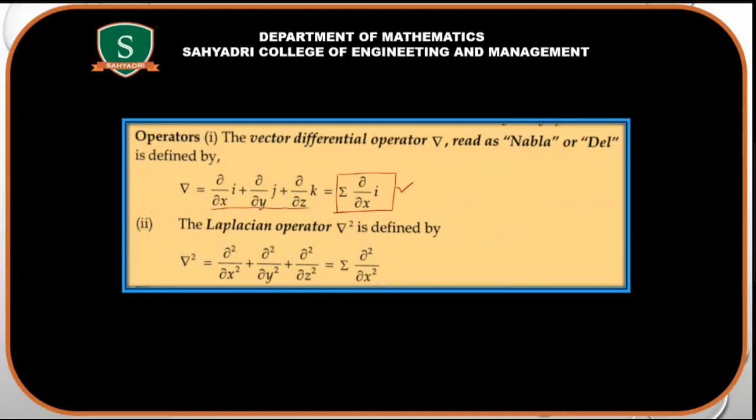Similarly we have one more operator called the Laplacian operator, del square. Del square is nothing but dou square by dou x square plus dou square by dou y square plus dou square by dou z square, or this can also be written as summation of dou square by dou x square. If you observe these two operators, del and del square, del is a vector quantity and del square is a scalar quantity.